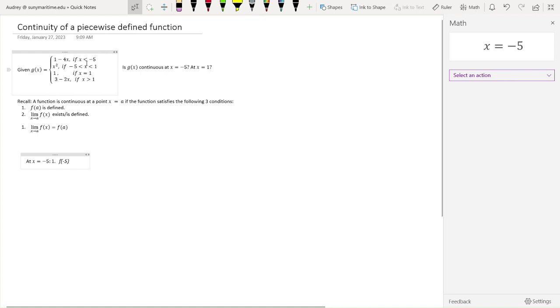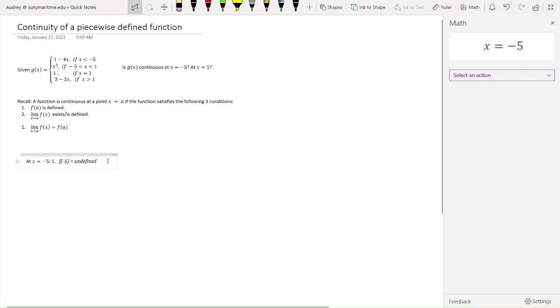This is for any x less than negative 5, so to the left of negative 5, and this rule x squared is valid only for any x from negative 5 to 1, but negative 5 is not included. So you can see negative 5 is not included in those 2 intervals, and definitely not in the other ones, because negative 5 is not greater than 1 and negative 5 is not 1. So what does that mean? That means that the function is undefined here.